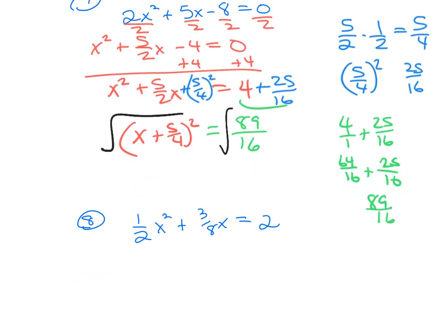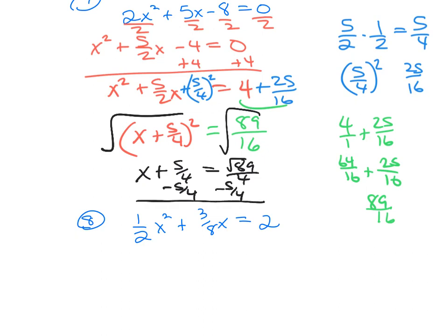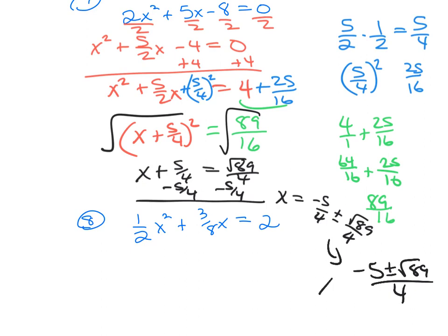Is 89 a prime number? Yes. So then x plus 5/4 equals plus or minus square root of 89 over 4. Move the 5/4. Now if 89 could have been broken down, you would, but we can't, so we won't. So x equals -5 over 4 plus or minus square root 89 over 4. If, again, you want to write it all in one, -5 plus or minus root 89 over 4. Either answer is good.